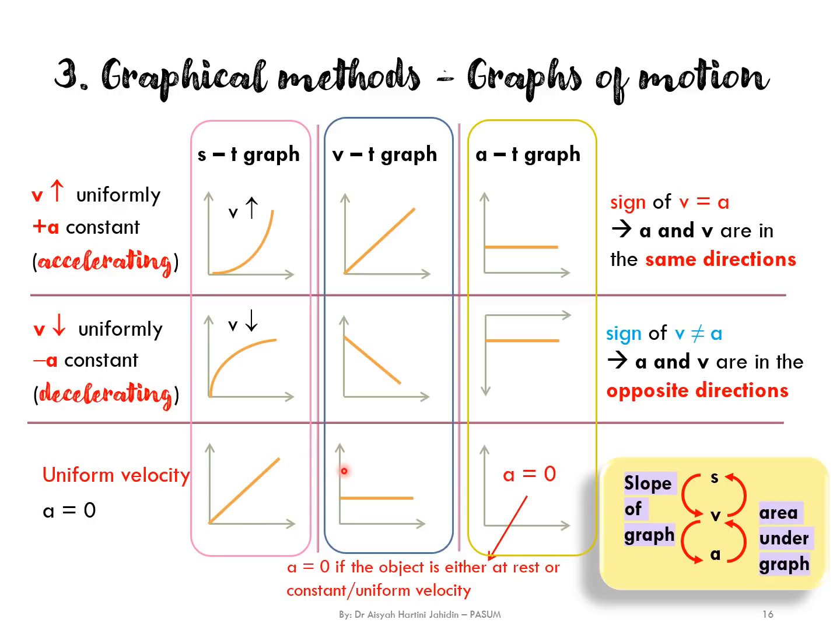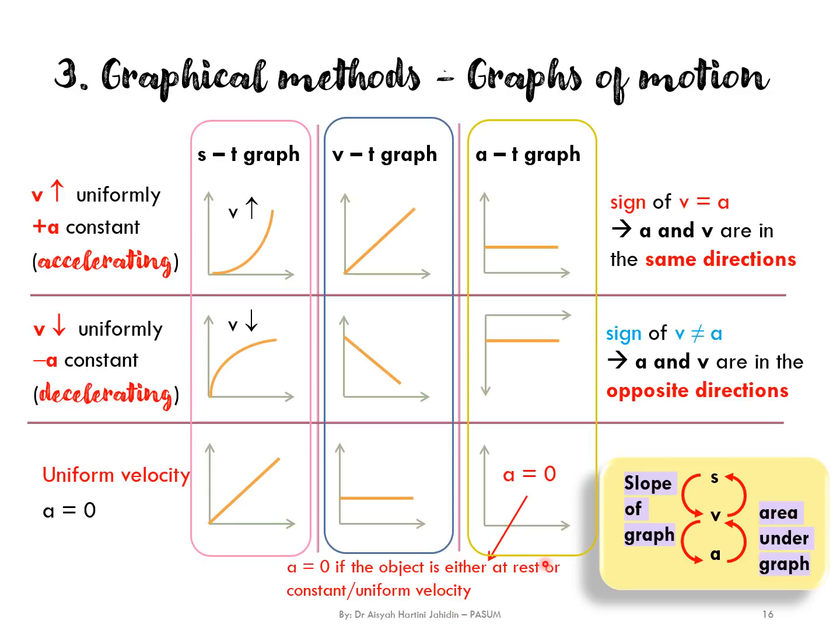Then for the v-t graph, because v is constant, we will have a flat line, which means that v is the same at any time. So v is constant. And for the third graph, the a-t graph, because a is equal to 0, you cannot plot any point here. This means that the object is either at rest or moves at a constant, or uniform, velocity.